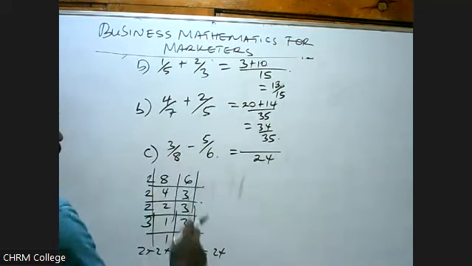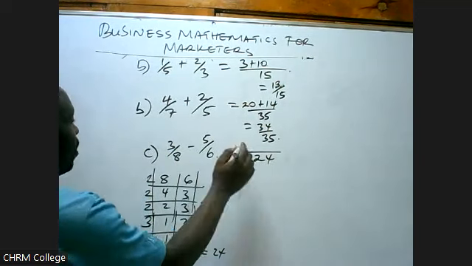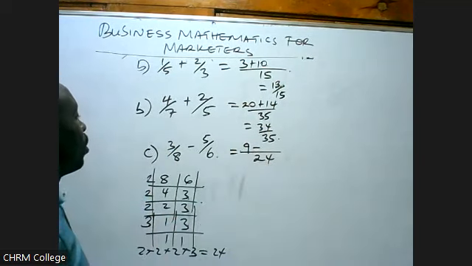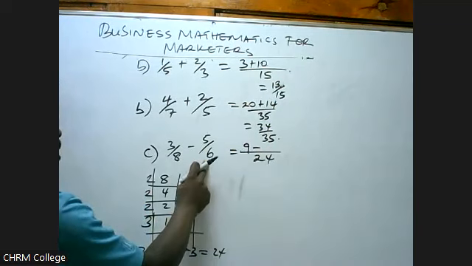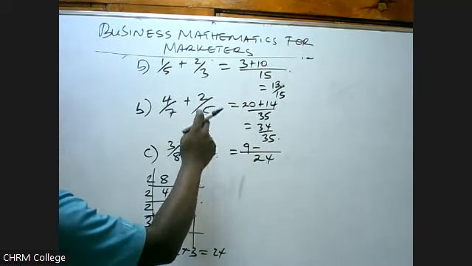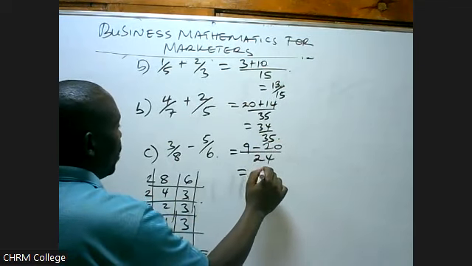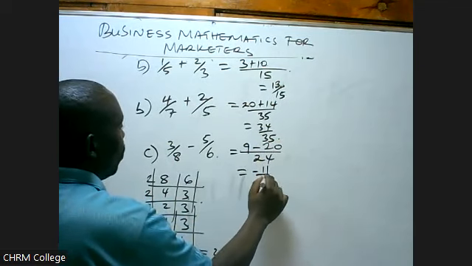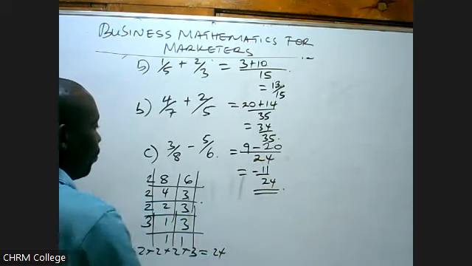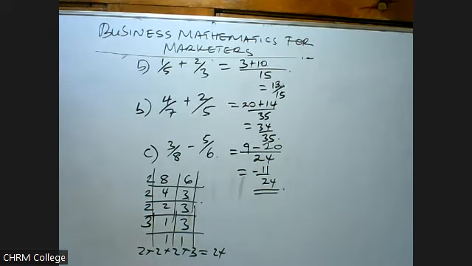24 divided by 8 is 3. 3 times 3 is 9. 24 divided by 6 is 4. 4 times 5 is 20. So the answer will be 9 minus 20, which is negative 11 over 24. That will be the resulting answer.